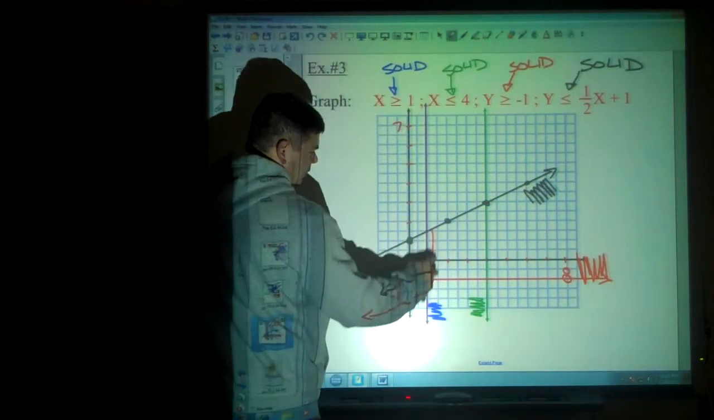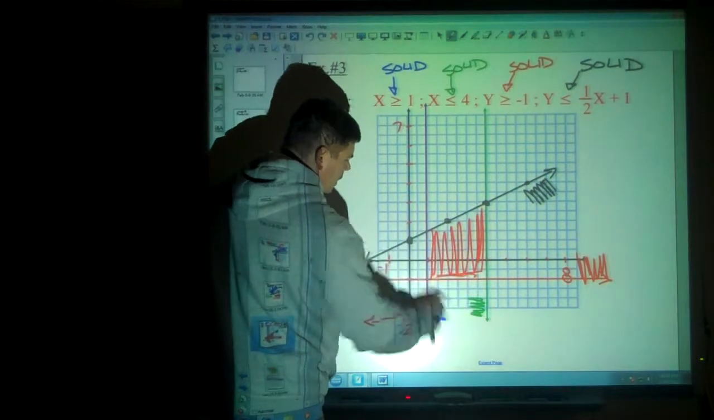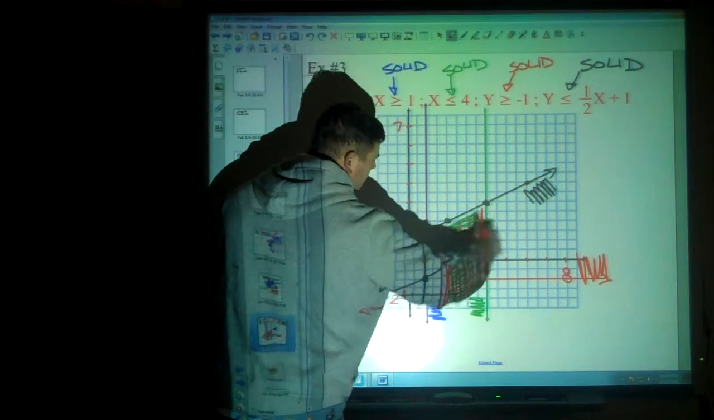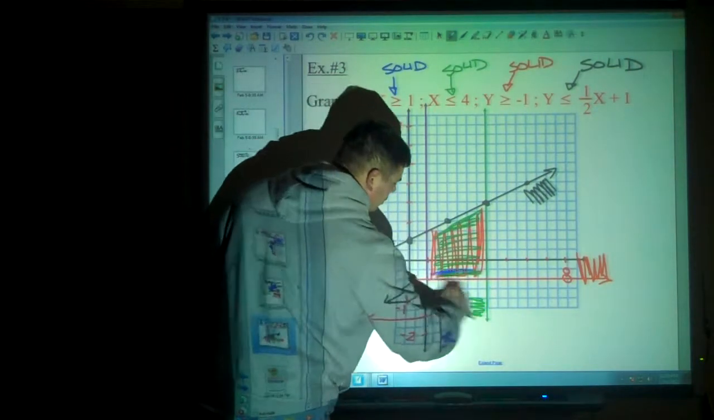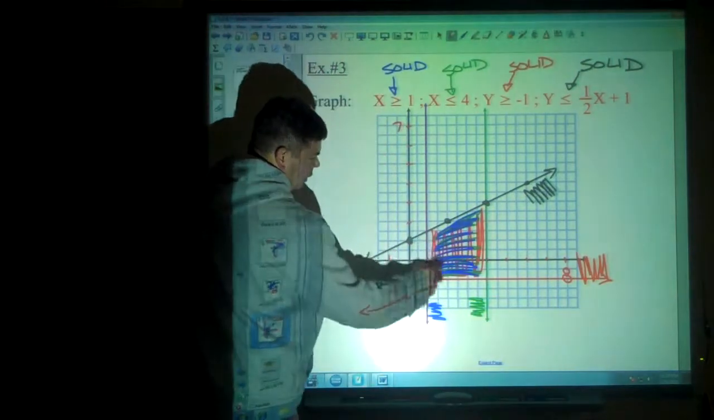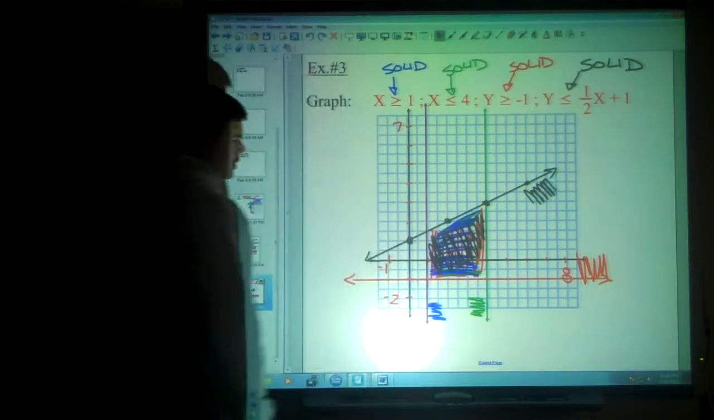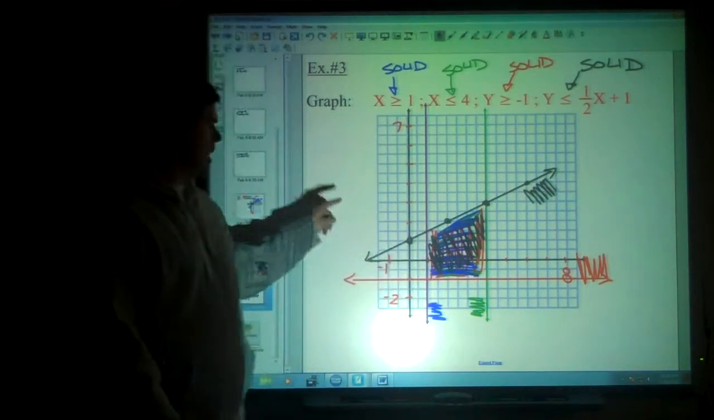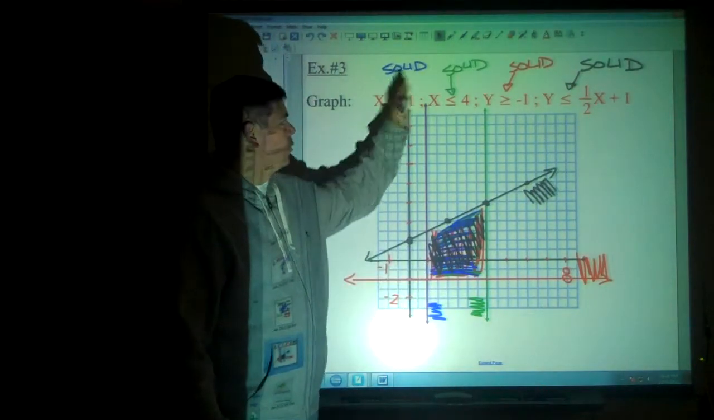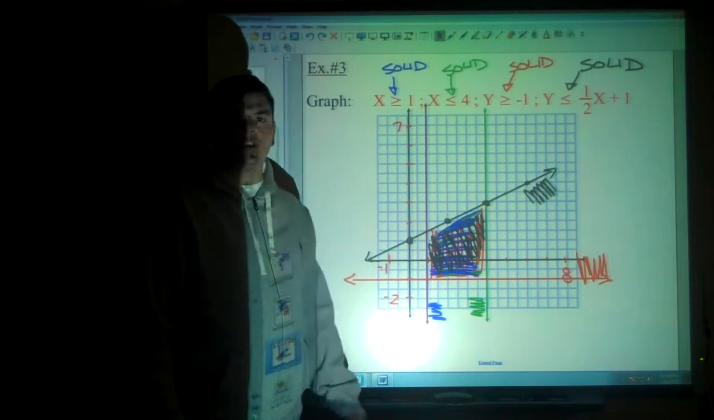That means it's going to be above the red, which is in here. It's going to be to the left of the green. It's going to be to the right of the blue. And it's going to be below the black. So that is the section that they share in common for all 4 inequalities. Any coordinate inside this region would work for all 4 inequalities. So it's a solution to the system. And that's how you graph a system of inequalities.